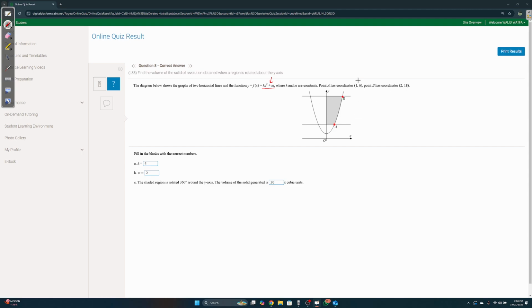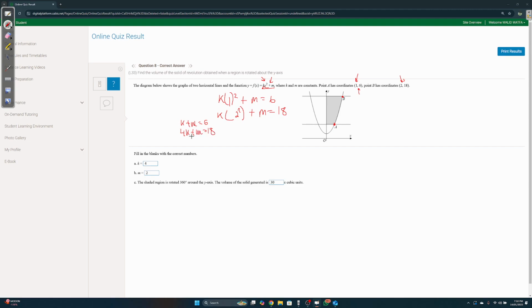Okay, so if you substitute 1, 6, 1 into this, you should get 6. So if you substitute 1 as x, right? So k times 1 squared plus m is equal to how much? 6. Okay, and we know that k times x squared, now substitute this one here, 2 squared plus m equals 18. So let's solve this. You're going to get k plus m equals 6, and then 4k plus m equals 18.